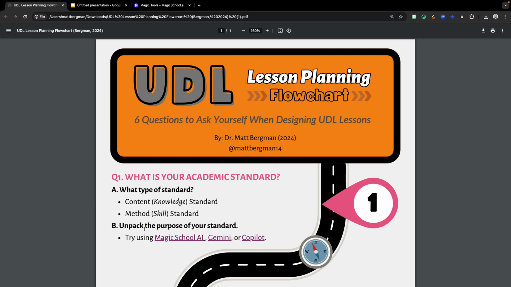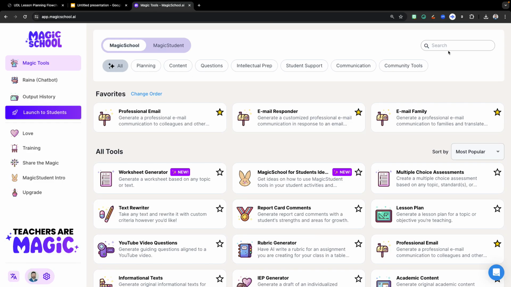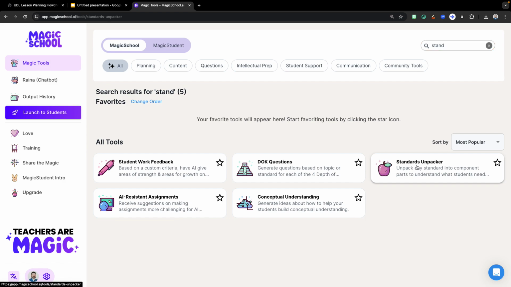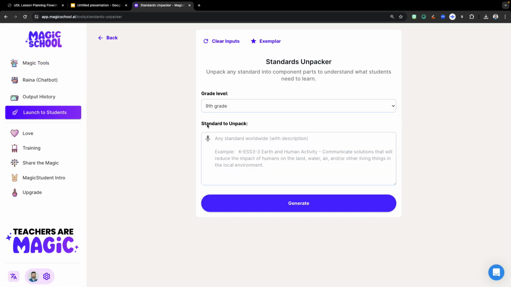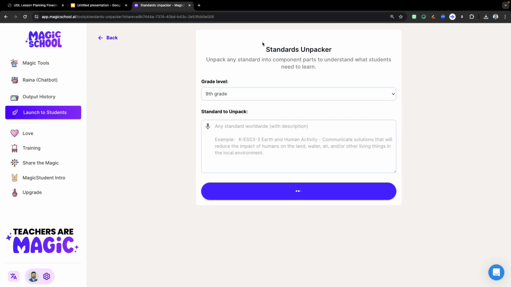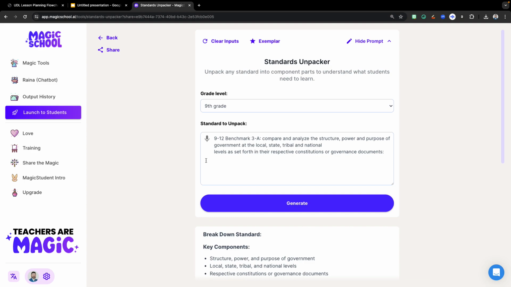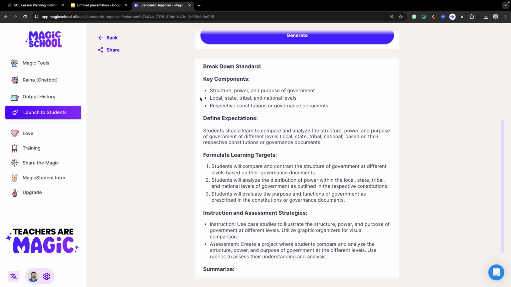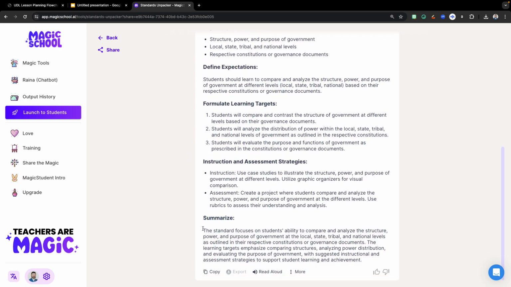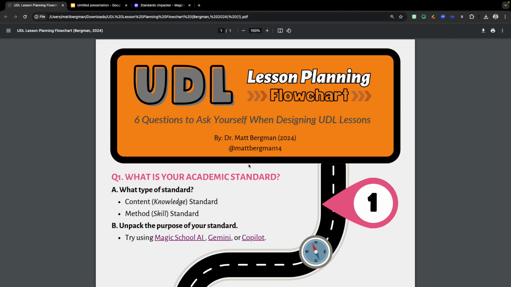There are all sorts of different tools. You could use your own knowledge, or if you wanted to use a tool like Magic School, you really could. This is a free AI tool, and there's also a paid version, where I can go right here and add any type of academic standard I'm working with from any grade level. I'm going to show you the exemplar here, a social studies standard, and you can see that it breaks it down by key components, expectations, learning targets, assessment strategies, and even provides a summary. This helps us get a clear understanding of what exactly we are trying to do.